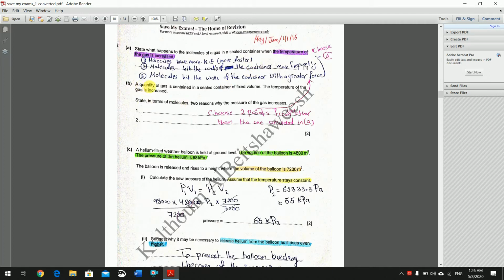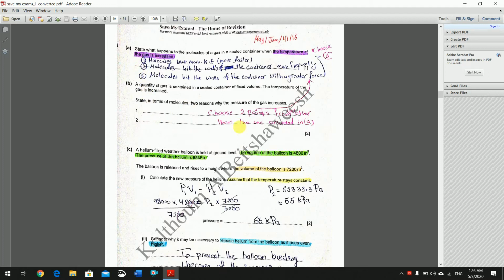Now, a quantity of gas is contained in a sealed container of fixed volume. The temperature of the gas is also increased. State, in terms of the molecules, 2 reasons why the pressure increases. It's the same as the first one. So you have to choose 2 points other than the one you've chosen here. So here, for example, if you choose point 1, you'll have to write 2 and 3 here.